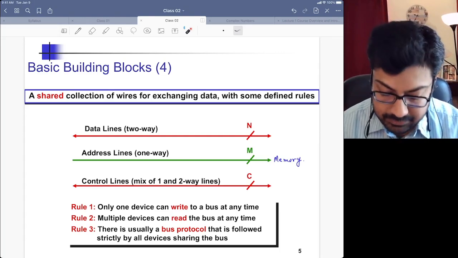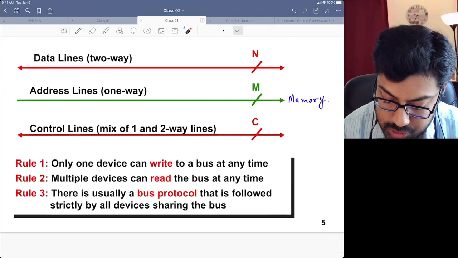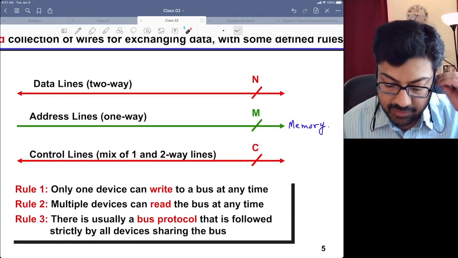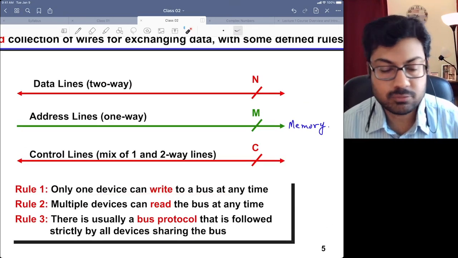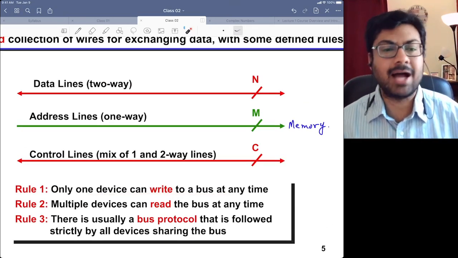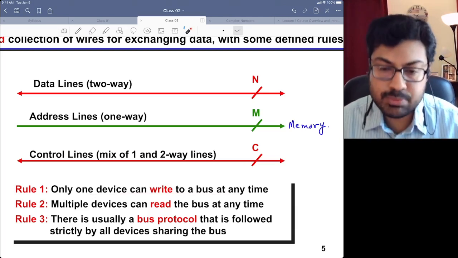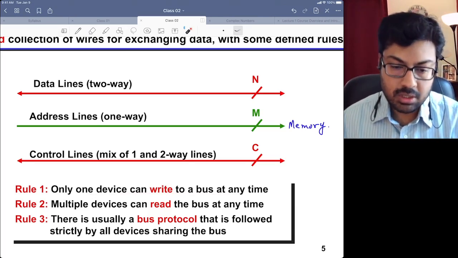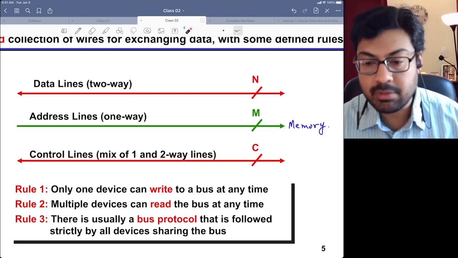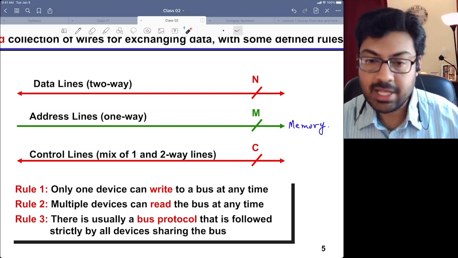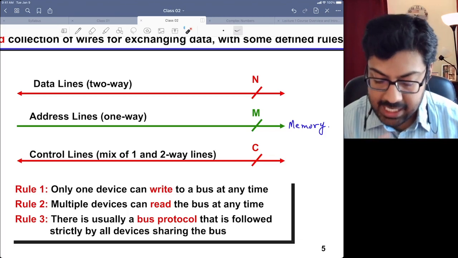No problem. Now, in terms of rules, we have 3 rules to keep track of. The first rule is only one device can write to a bus at any given time. Sure, there should be no argument about this, right? When you're writing to a bus that is being shared by multiple registers, then only one entity can change the contents of the bus so that there is no corruption of data. So only one can write to a bus at any given time.